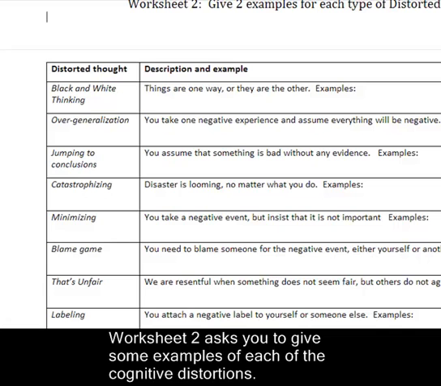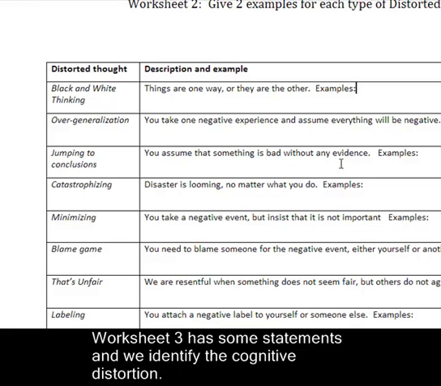So worksheet 2 is giving you the distorted thought name, such as black and white thinking. It describes it: things are always one way or the other. But now you're being asked to give an example of that. And just now we gave an example of that when we said that everyone knows that the toilet paper goes up and down. So go through each of these and try to come up with an example that's going to help you to understand better what these distorted thoughts are.